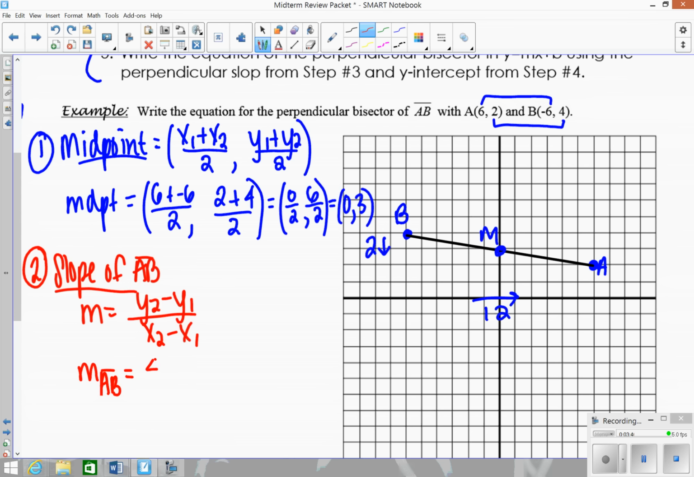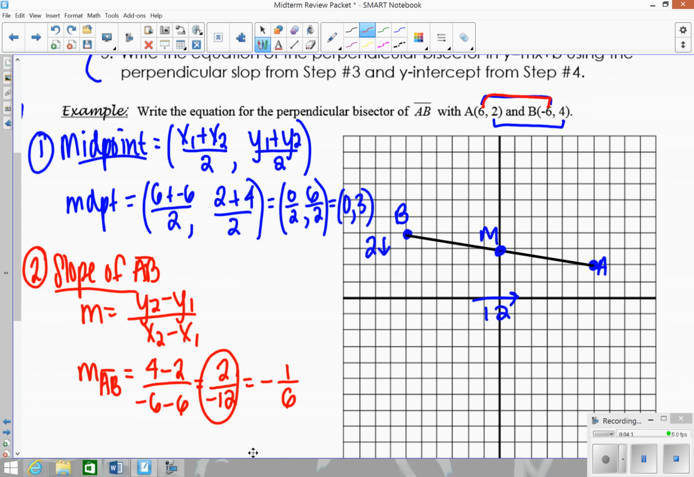So I'm going to subtract the y's: 4 minus 2. And then I'm going to subtract the x's: negative 6 minus 6. So we get 2 on top, negative 12 on the bottom, which becomes negative 1 over 6 when you divide the top and bottom both by 2. Hopefully you recognize the pattern here. Negative 2 over 12 is the same thing as 2 over negative 12, or negative 12 over 2.